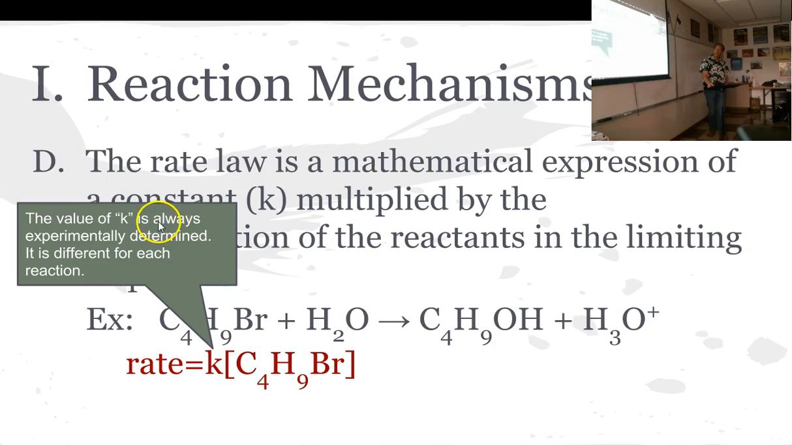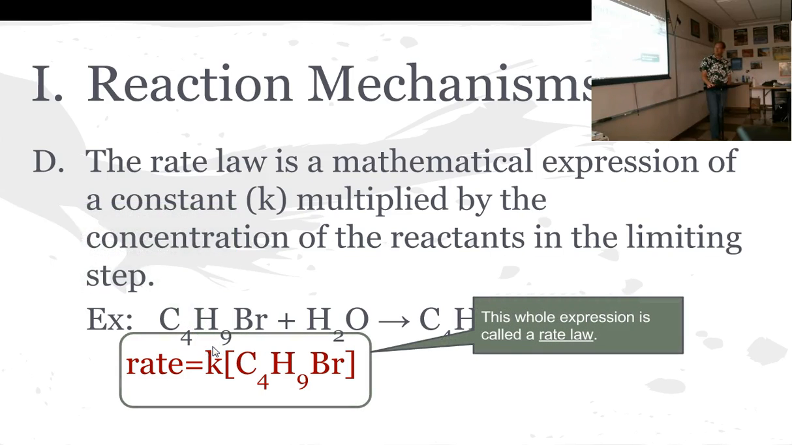So the value of K is always experimentally determined, and it's different for every reaction. So this is something that you will do labs and discover how to calculate K. That's what we're going to start doing tomorrow, and we're going to do that throughout the week. Okay? This whole thing is called a rate law. So that's the name of that mathematical statement. The rate equals K times the concentration of C4H9Br.